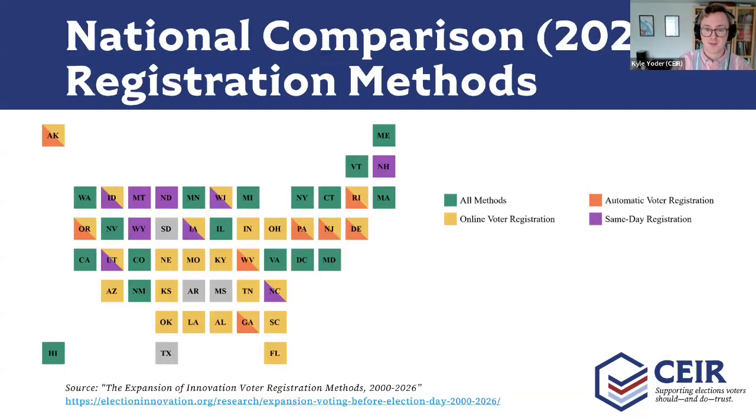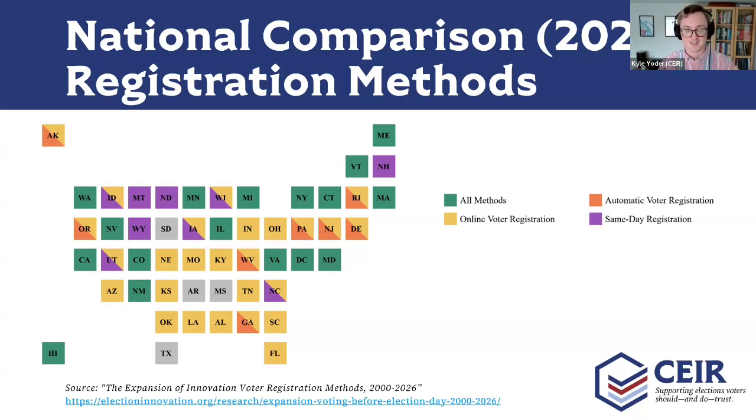Just to put those methods in context, this is a map from a recent report that we just put out. You can access it on our website at the link below. It is a comparison of the various innovative voter registration methods available across the 50 states and DC. Connecticut there is in green, as you can see. They have all of the available methods that we are measuring across the states: online voter registration options, that same-day registration option I just talked about, and in the background, working behind the scenes in all of this, automatic voter registration.